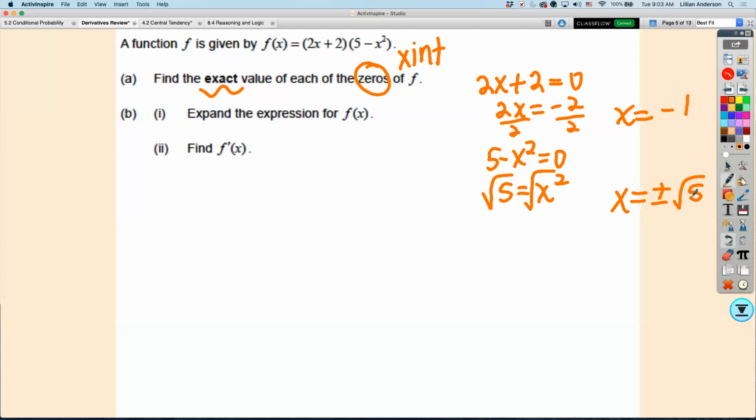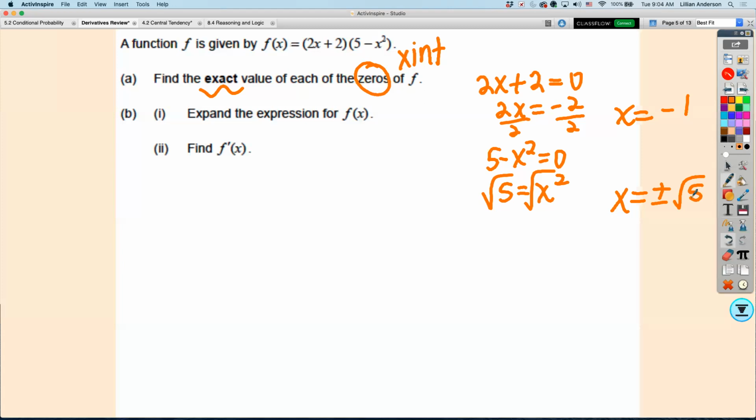Okay, so you should have had 3 x-intercepts. And these will be the exact values. If you put the decimal equivalent of the square root of 5, it would have been incorrect because it asked you for the exact value. So you got to remember, set your function equal to 0 to find your x-intercepts.